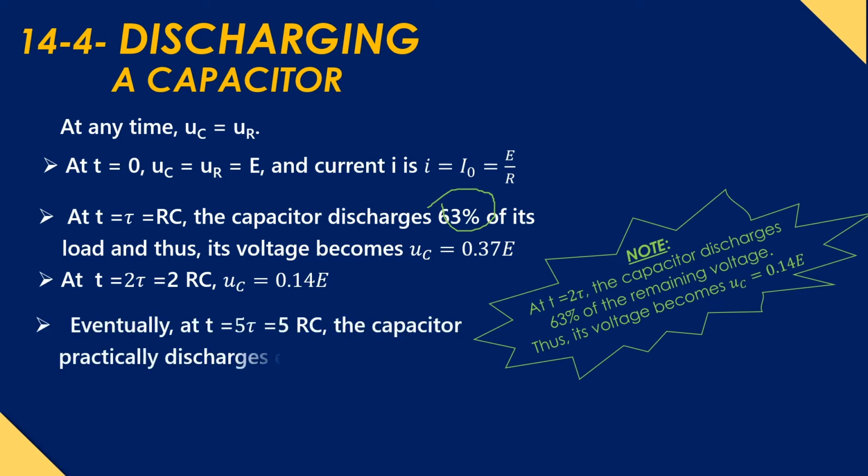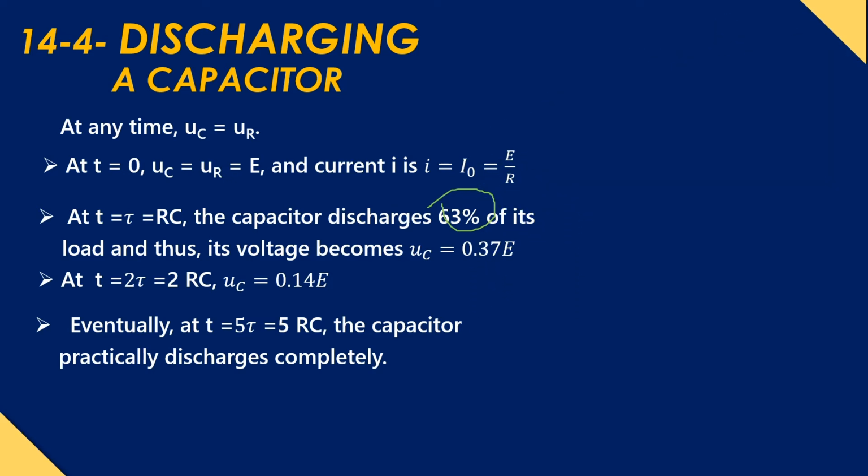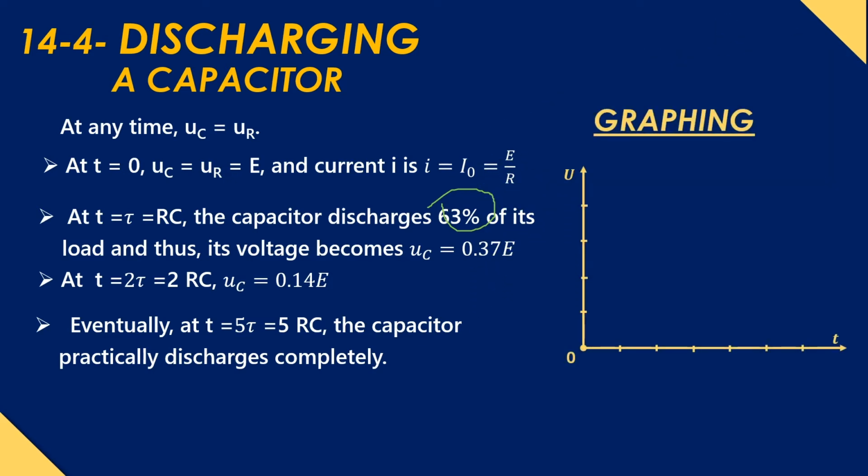Then eventually after 5 tau, the capacitor is practically discharged completely. We say that the discharging process ends at this time. At an instant, we can always calculate the current by using I equals UR over R. And don't forget, UR is always equal to UC.